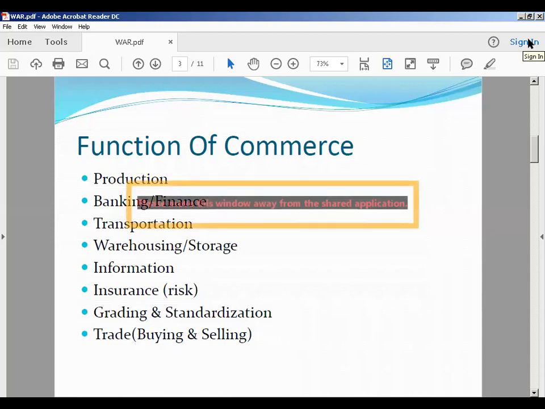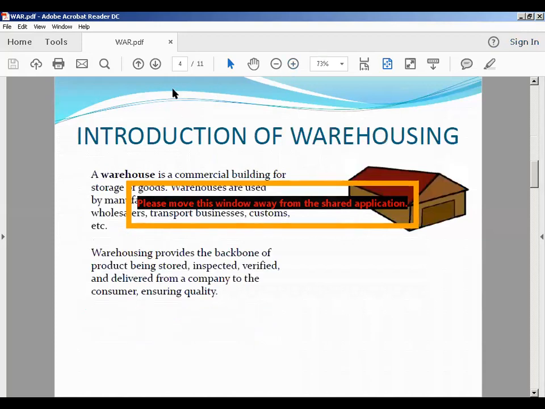You have gone through in chapter 1 also that trading plays a very important role in generating foreign exchange. We have gone through internal and external trade and foreign trade, that is, import and export also. Now let's talk about the introduction of warehousing.